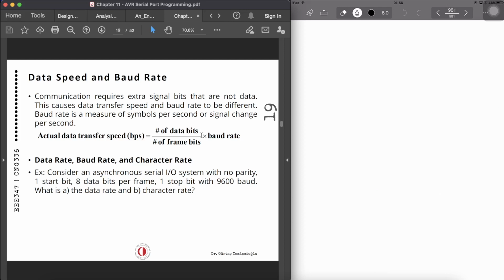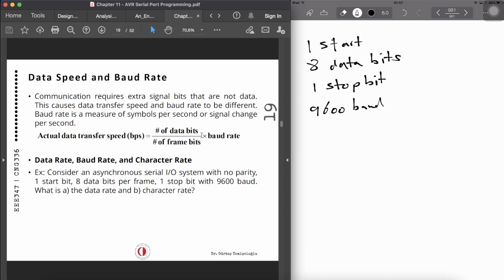Consider an asynchronous serial I/O system with no parity, one start bit, 8 data bits per frame, and one stop bit, with 9600 baud. We have to find the actual data transfer speed, the data rate, and the character rate.